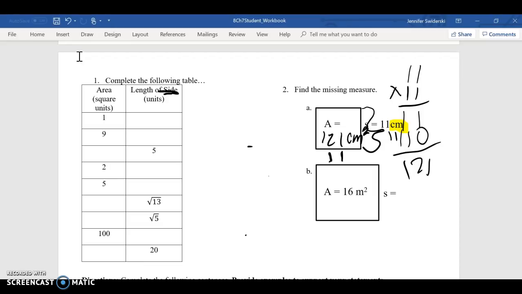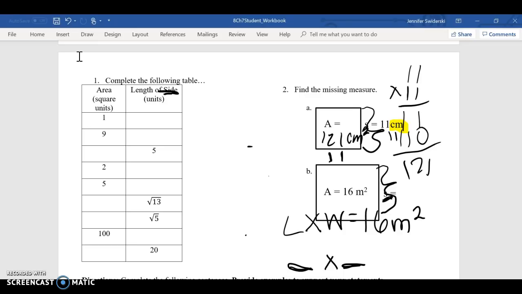Here, in B, they tell me my area. They tell me length times width equals 16 meters squared. We have to figure out the side. If I multiply two sides together that are the same length, what are two numbers that are the same that I multiply together to get 16? Well, I know 4 times 4 is 16. So that must mean that one side is 4 meters long. All right, go ahead and copy that down for me.